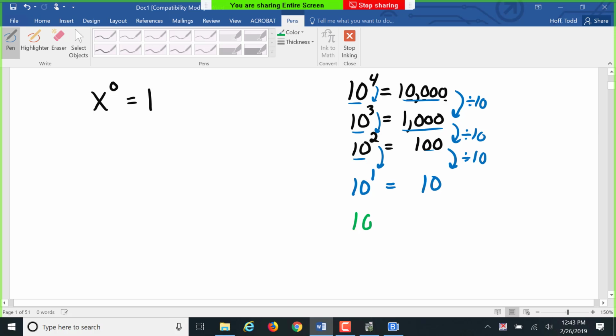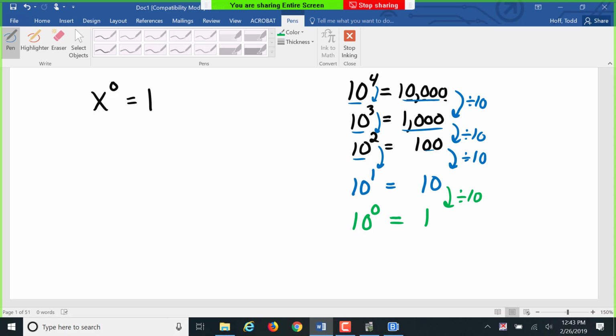So if we continue it, what would come next? 10 to what power? 0. 1 minus 1 would be 0. What's 10 divided by 10? 1. So 10 to the power of 0 is 1. And I can show that same pattern with any number as the base of that exponent or any variable as the base of that exponent. So anything to the power of 0 is 1.